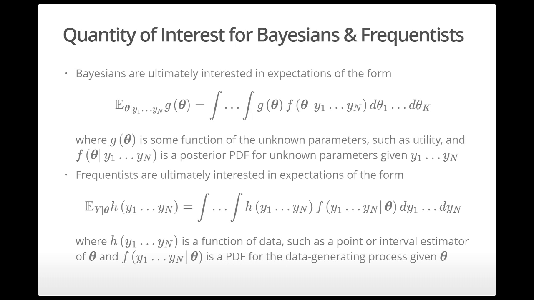So what's the difference? Well, the g function is different from the h function. The f functions are different. One is a posterior PDF for the parameters conditional on the data. The other is a PDF for the data conditional on the parameters. So even though they both involve the letter f, they're different functions, and you're integrating them over different things. The Bayesian is going to integrate this over parameters. The frequentist is going to integrate this over observable data. So from a mathematical perspective, they have nothing in common.